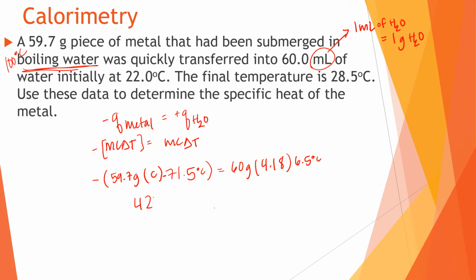So I multiply the negatives, get rid of one another. I get 4268.5 times the specific heat equals 1630.2. I divide and get the specific heat of that metal that we used is 0.382 joules per gram degrees Celsius.